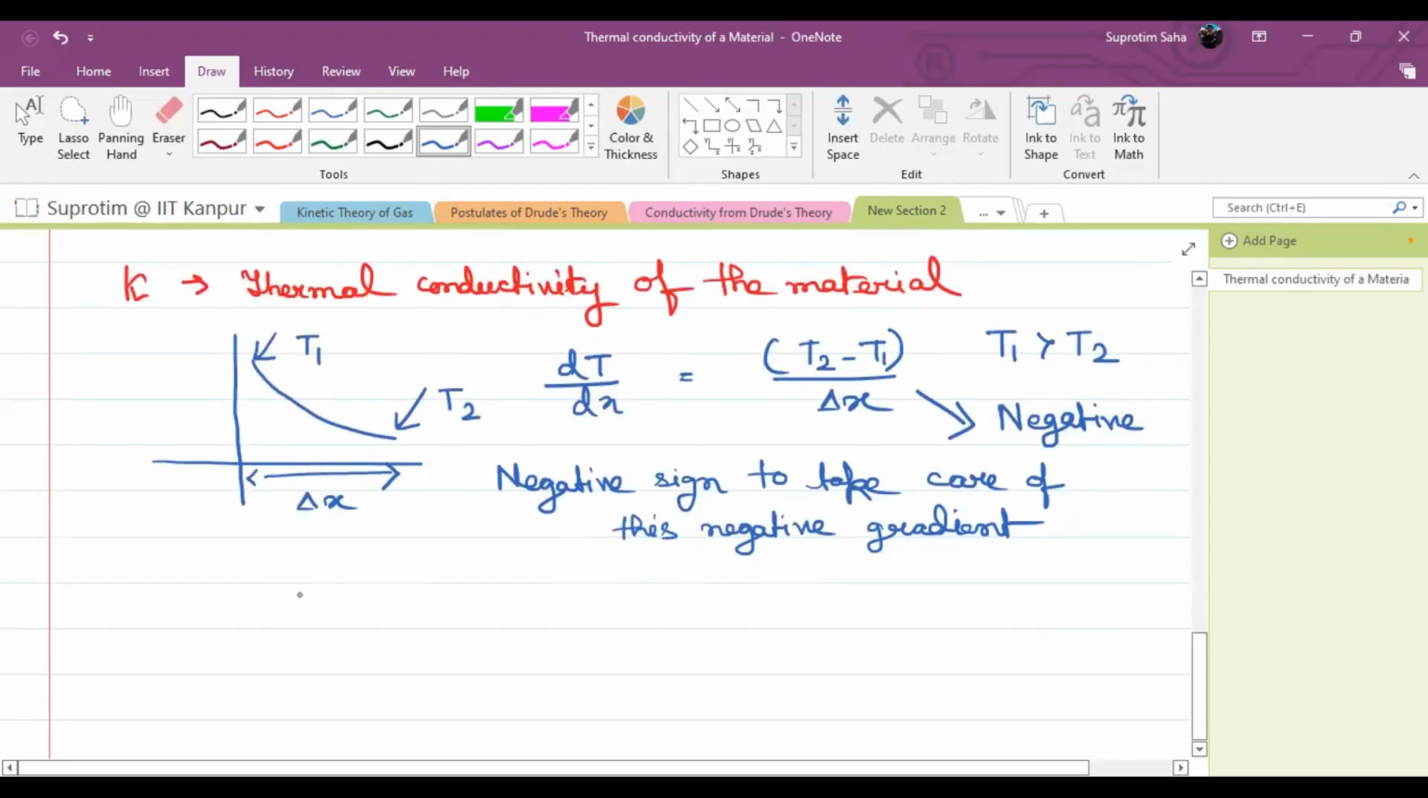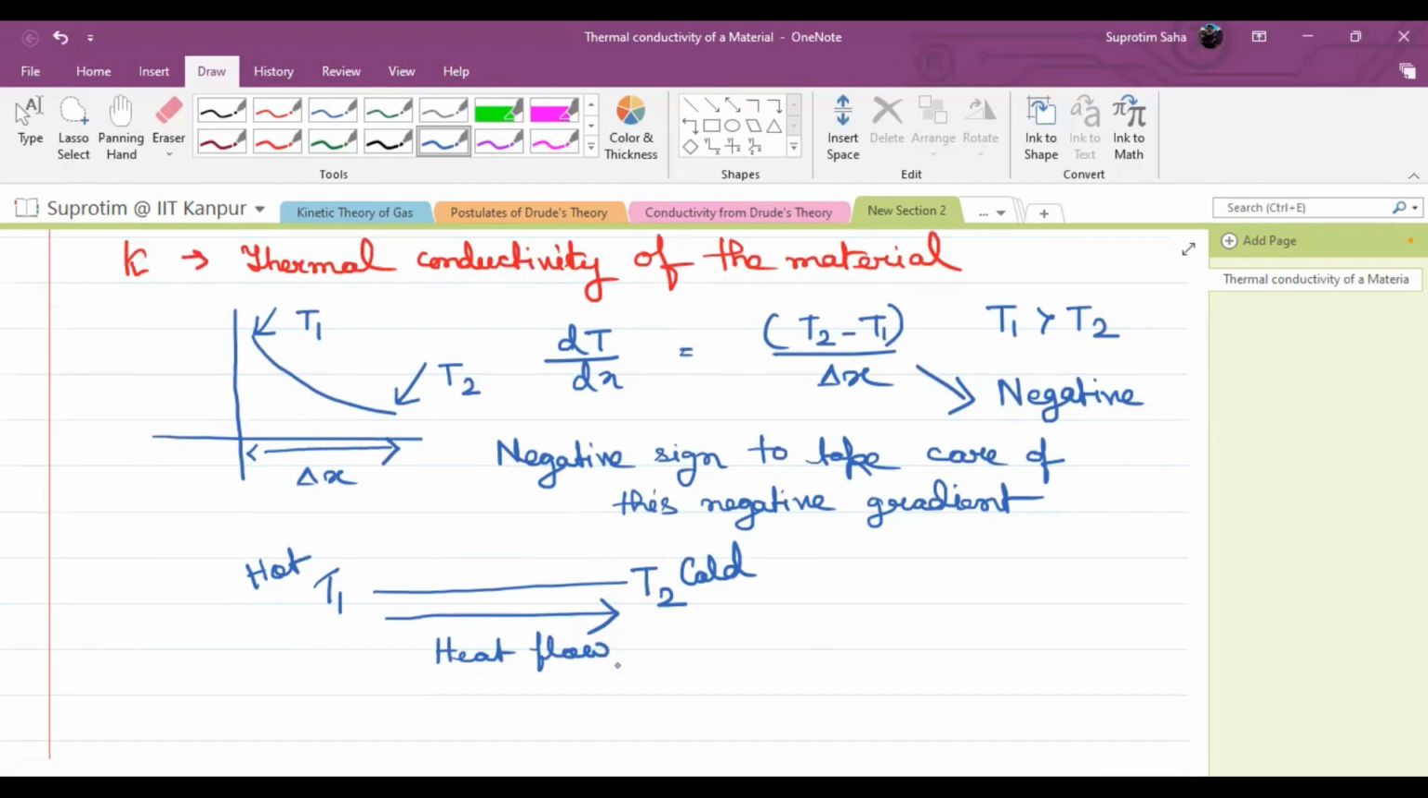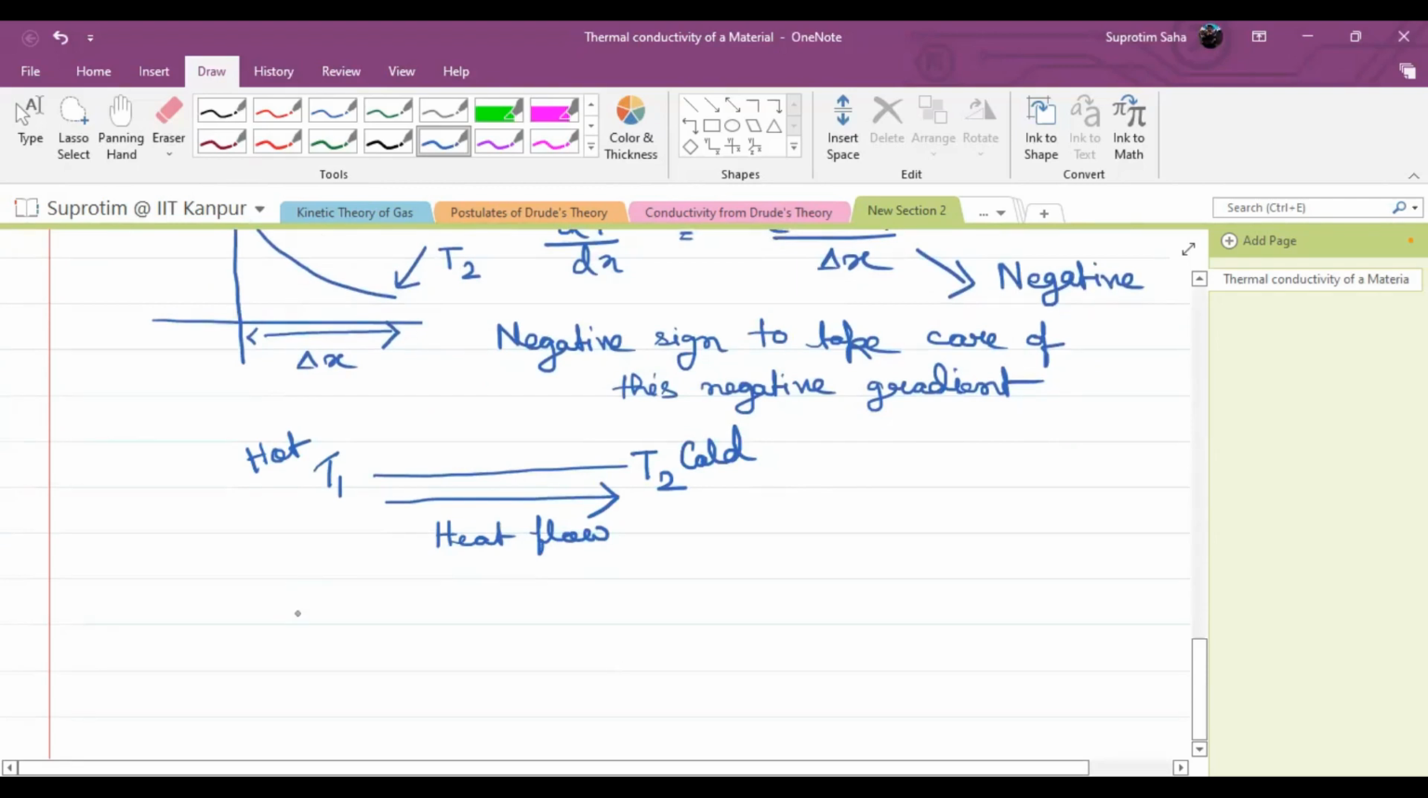So our basic picture is that you have temperature T1, you have temperature T2. This is your hot portion and this is your cold portion, and there's heat flow in between. This is the basic framework that we are working in. With this in mind, we want to proceed in calculating the thermal conductivity of the material.